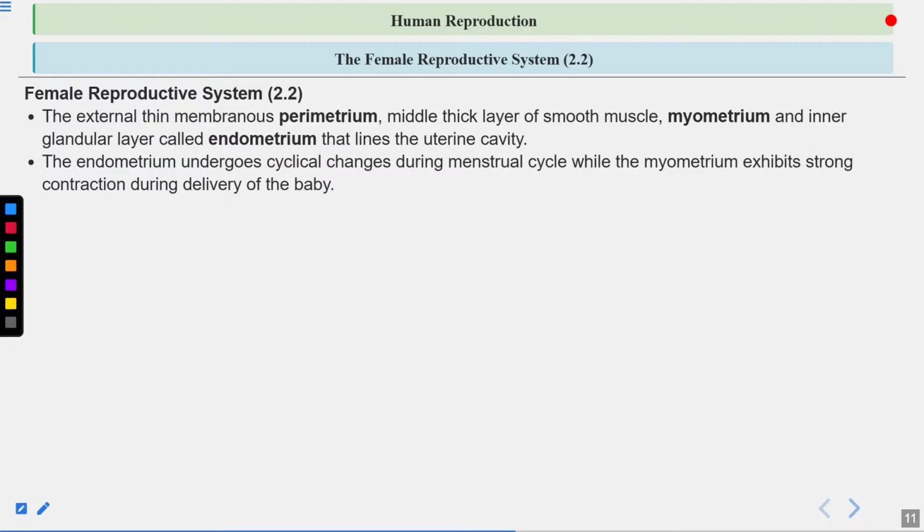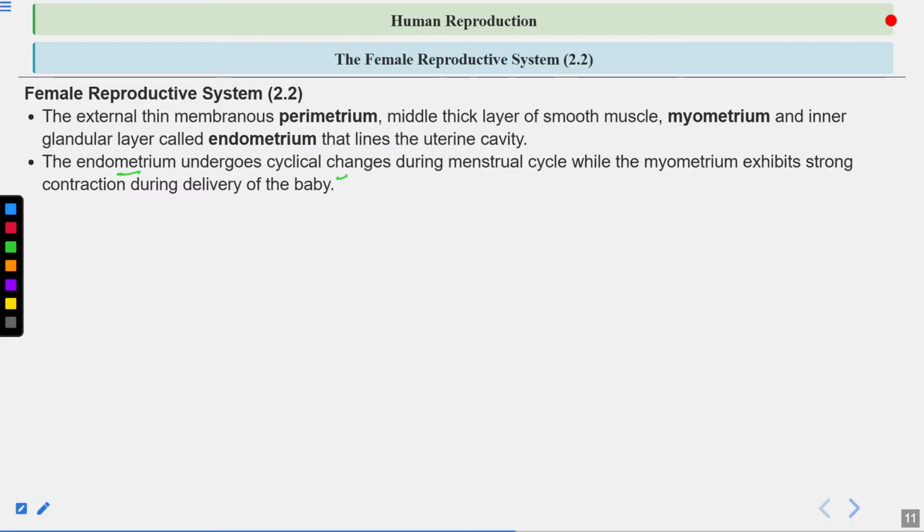Now the endometrium is the innermost layer of the uterine wall. The endometrium undergoes cyclic changes during the menstrual cycle, while the myometrium exhibits strong contraction during delivery of the baby. We'll talk about this also in our upcoming sessions. The menstrual cycle is a cyclic event. Ovulation takes place in the middle of the menstrual cycle, at around 14 days, because the menstrual cycle is around 28 days.